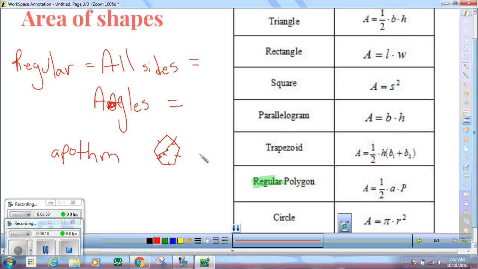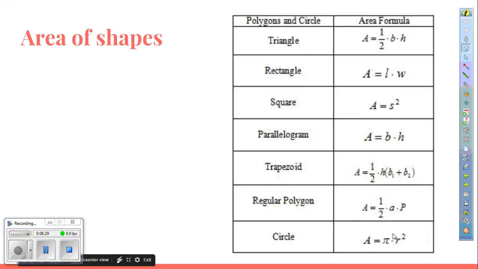P is the perimeter of the regular polygon. If you remember, perimeter is just adding up all of the sides. So if you knew what one of the sides was, and you know how many sides there are, since it's regular, we can just figure out what the perimeter is. So just a couple of little area reminders, things that you need to make sure that you know, because that's going to help us do the rest of these problems.